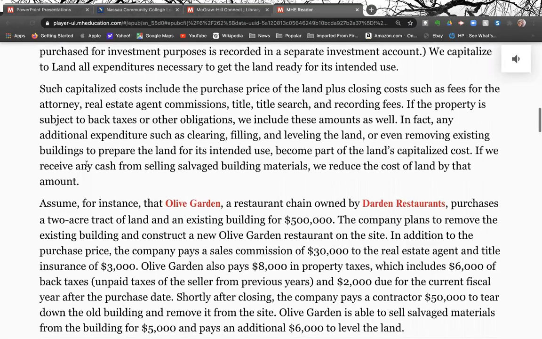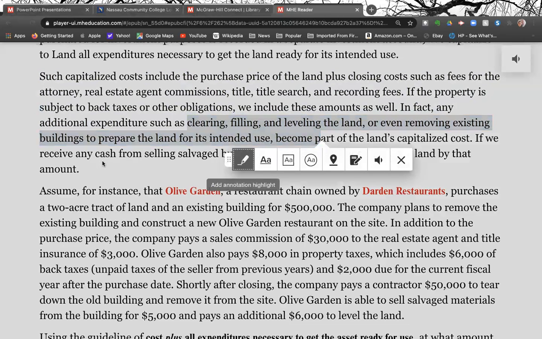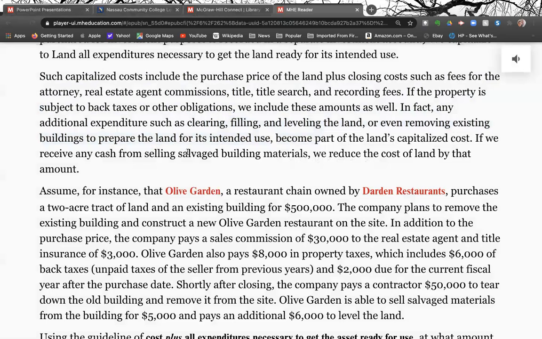Now, what about once you buy the land and you want to put a building on there? You would have to make the land level. Or if there was already something on the land, a building, for example, you would have to knock that building down. So all of these costs, clearing, filling, leveling the land, or even removing an existing building on the land, all of this becomes part of the cost of the land.